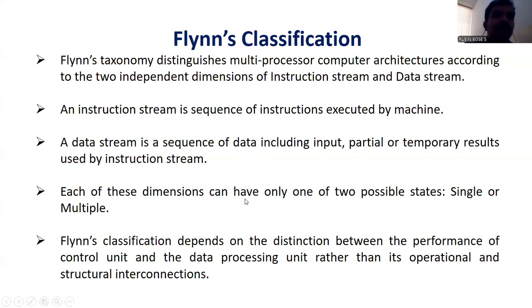Each of these dimensions can have only one of two possible states. Either it can be a single instruction or multiple instructions. Similarly, data also has two possible states: single data or multiple data. Flynn's classification depends on the distinction between the performance of the control unit and the data processing unit rather than its operational and structural interconnections.